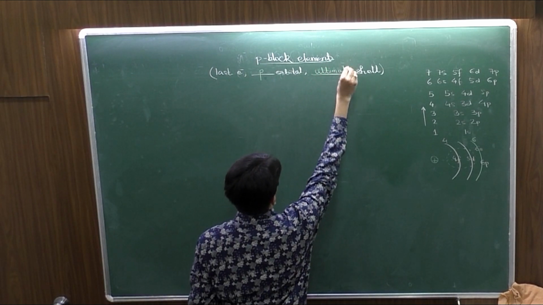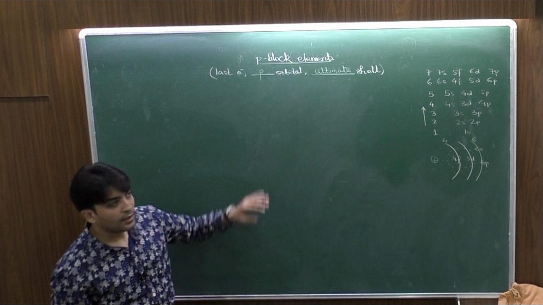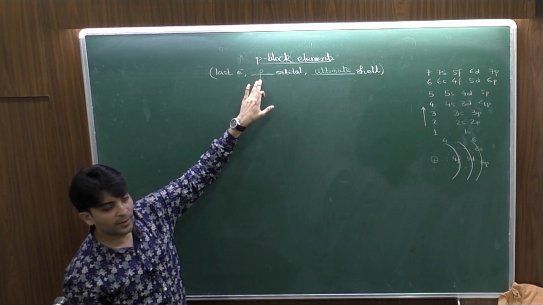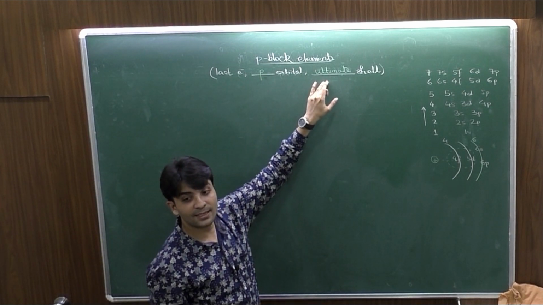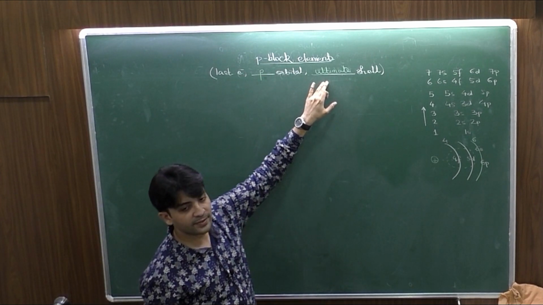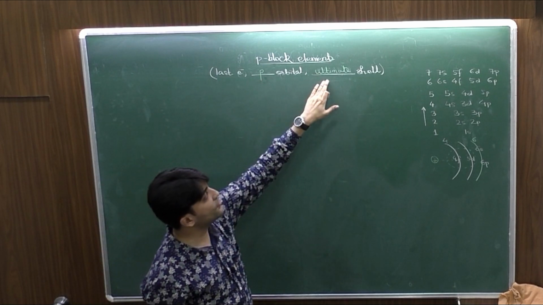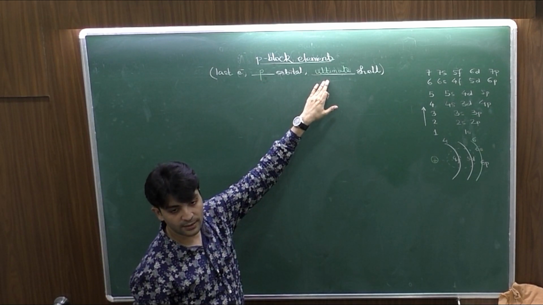So what would D block elements be defined as? Those elements in which the last electron enters the D orbital of the penultimate shell. For F block elements, the last electron enters the F orbital of the pre-penultimate shell.